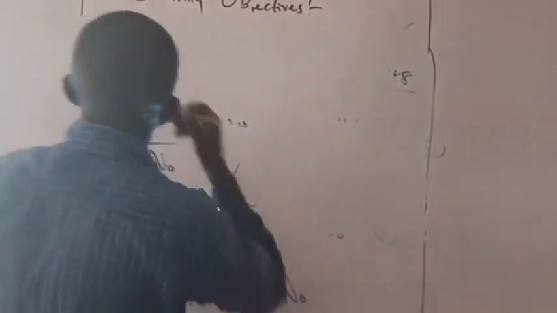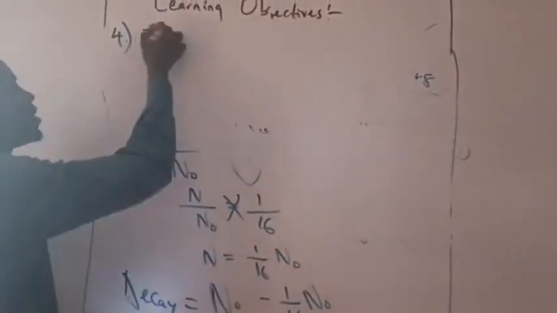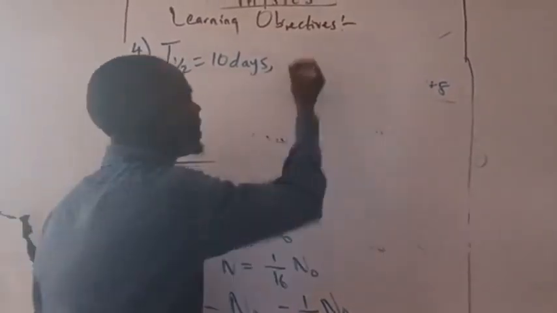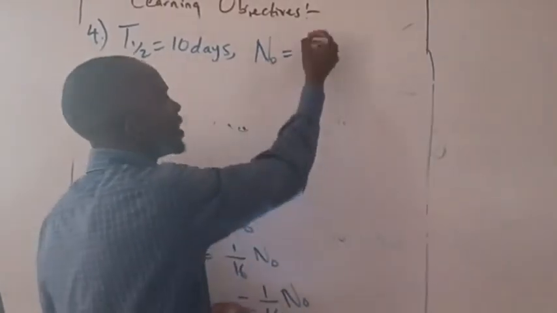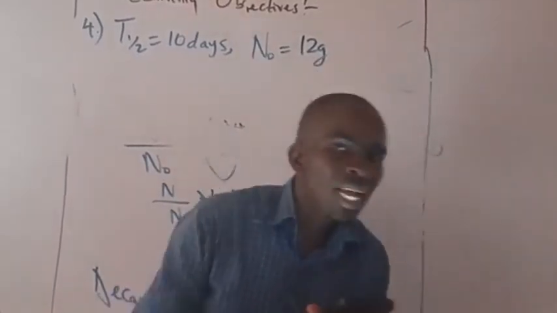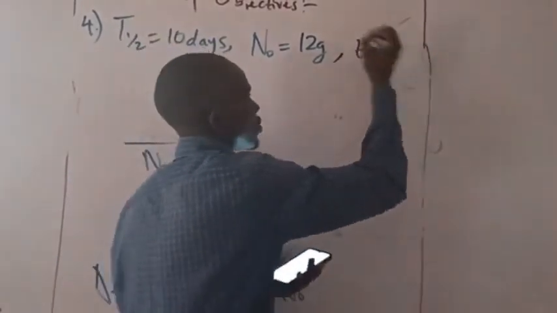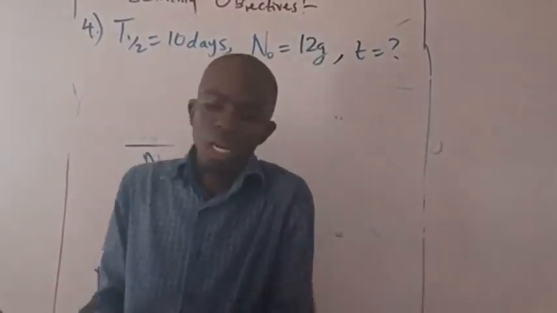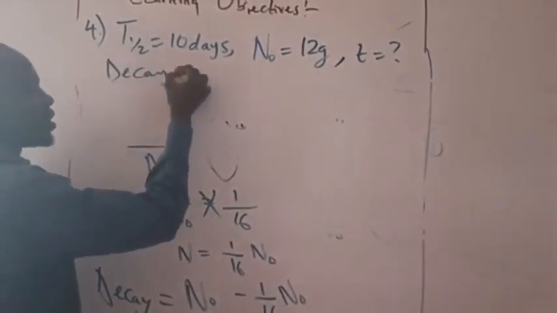According to the question, the half-life is 10 days, and the original life, they said, is of mass 12 grams, which means the original life is 12 grams. They said calculate the time, which means we are looking for the time expected, during which 11.25 has decayed. So if 11.25 has decayed, it means the life that has decayed is 11.25 grams.